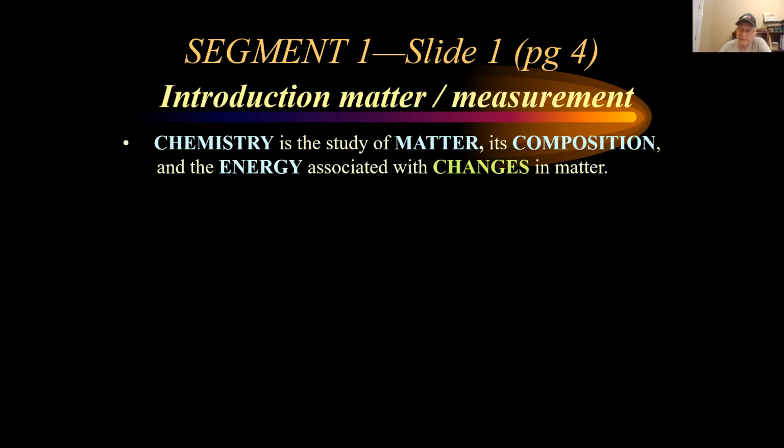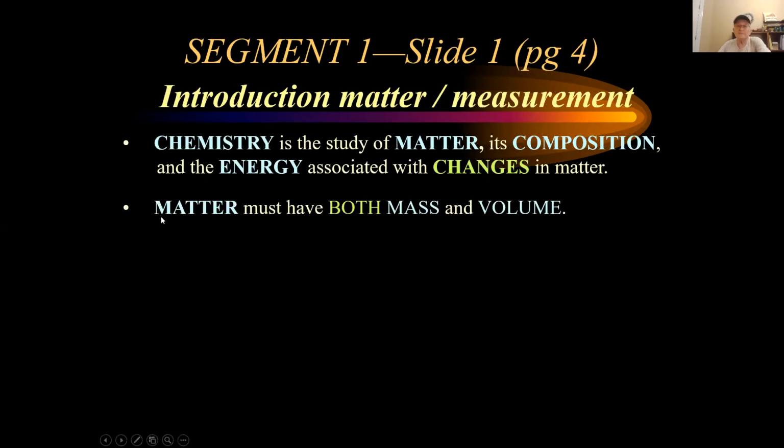So we're looking at all kinds of matter. Matter is anything that has mass and volume. And so that covers just about everything. All right. So matter does have to have both of those two properties. It has to have mass and it has to have volume. I'll show you a simple consequence of that requirement in a moment as well.